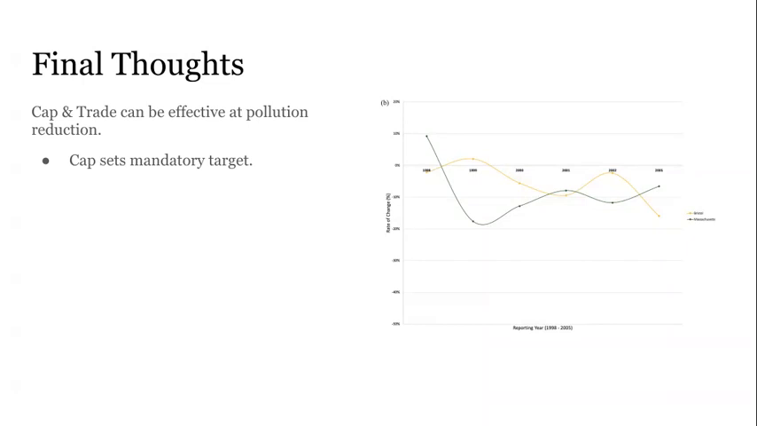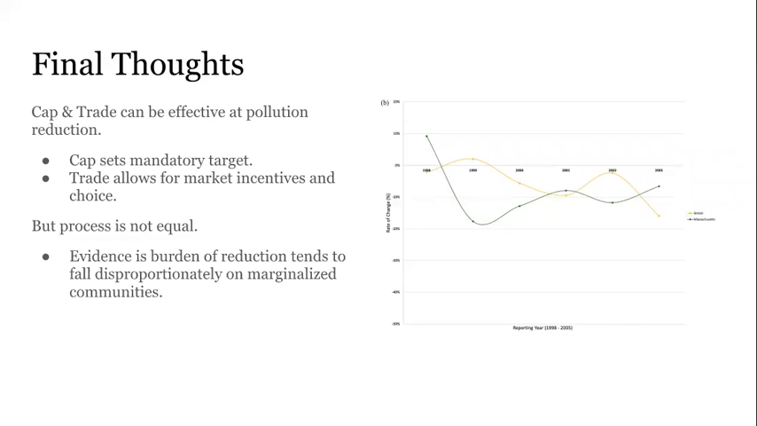But the cap sets a mandatory target, which is important because you can lower the cap every year, every period of time. And the trade allows for important market incentives and choice, so it allows a lot of room in terms of how generators that burn coal containing sulfur are going to meet that objective. But the process is far from equal, and that's what the evidence shows us in this study. The burden of reduction tends to fall disproportionately on marginalized communities. In our case, Bristol County bore most of the burden of reducing. It did not enjoy the same levels of reduction as the other communities. That's an important point for the trade portion, at least, because it's not equal among communities.